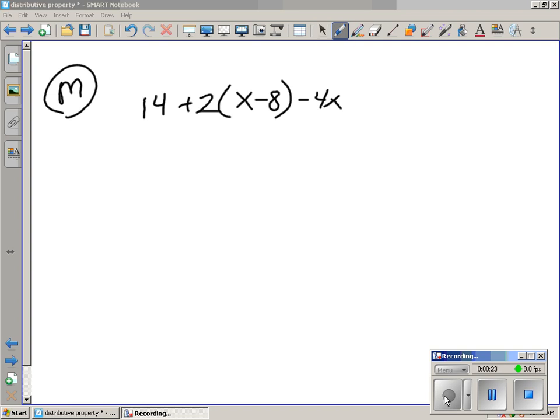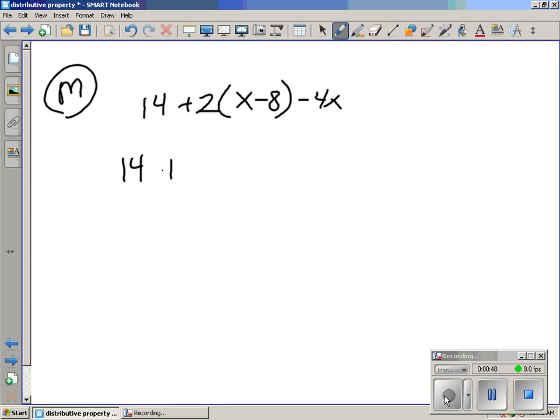And what you'll notice about this problem is this is the first problem where we not only have a distributive properties section, but we also have extra pieces to this expression. So we have a 14 on the left side, we have a negative 4x or minus 4x on the right side, however you want to think of it. And I'm going to show you how you can complete the distributive property and then combine it with its like terms. So we have a 14 out here on the left.